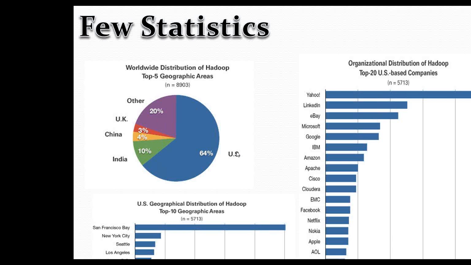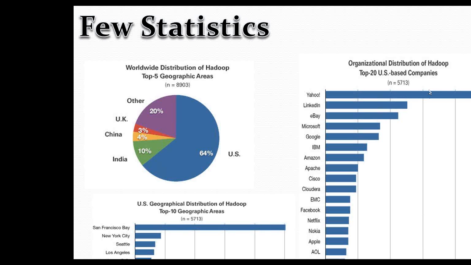The US is a pioneer in the Hadoop sector, and according to Gartner's prediction, from 2015 to 2020 there will be 64 million jobs in Hadoop and big data. For the city-wise distribution, in the top 10 geographic areas, the San Francisco Bay Area would have more than 2,500, New York City also more than 500, and the same for Seattle, Los Angeles, Washington DC, and so on.